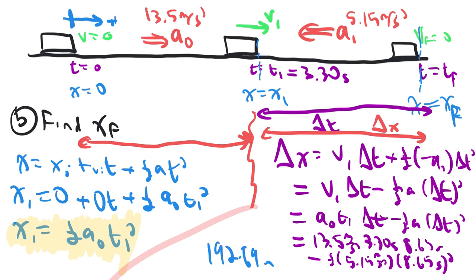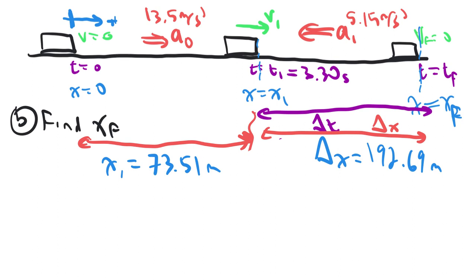x1 is going to be 1/2 times 13.5 times 3.3 squared. So x1 is 73.51 meters. But I need them together, so I take that and I add in the 192.69. I get something like 266. I really ran out of space here, so I have to do that on the page. All right, we'll do the sum at the end here.